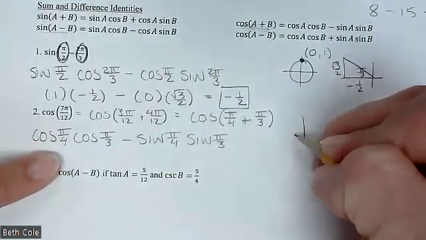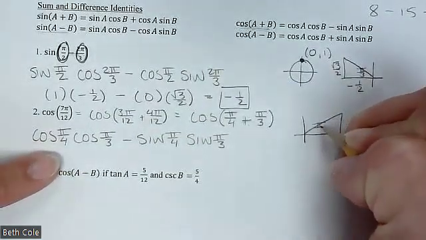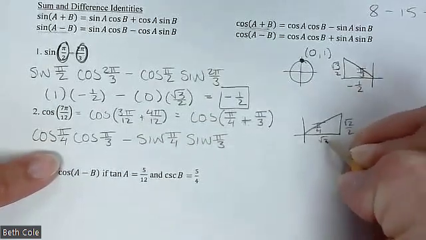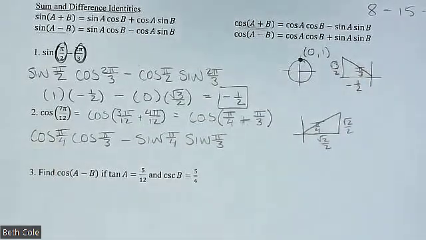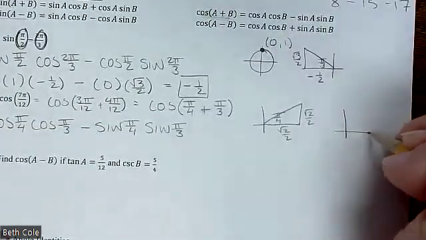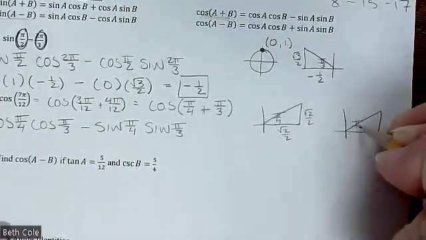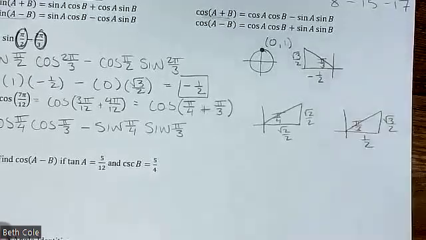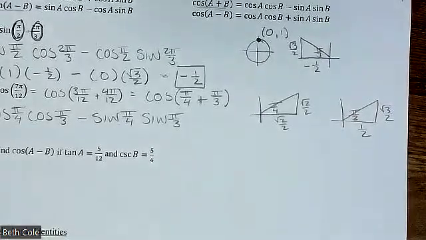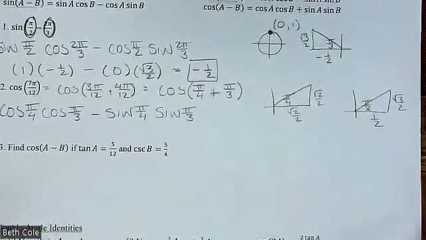So pi over 4 will look like this. I'm just going to draw it up. We've drawn it a million times at this point. And then pi over 3 will look like this. The one nice thing about this is everything's in quadrant 1, so it's all positive. And then you just use those triangles, that's like your work, to go and fill it in.